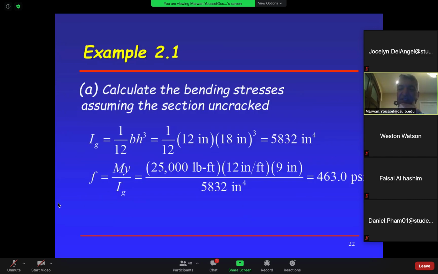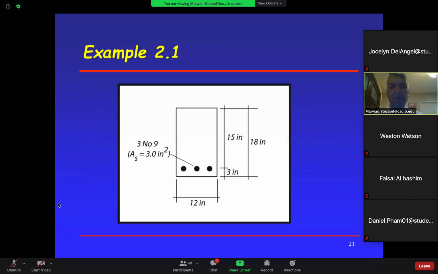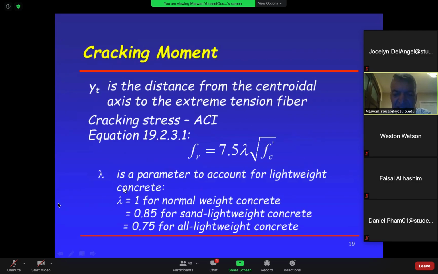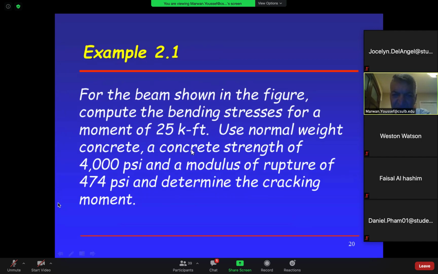So it's 463. Now look at what the problem told us too. The problem said that the modulus of rupture is 474. This is a stress too. See that? This is a stress, psi. Look at that, f is a stress, r is for rupture. So the modulus of rupture for that beam is given as 474.